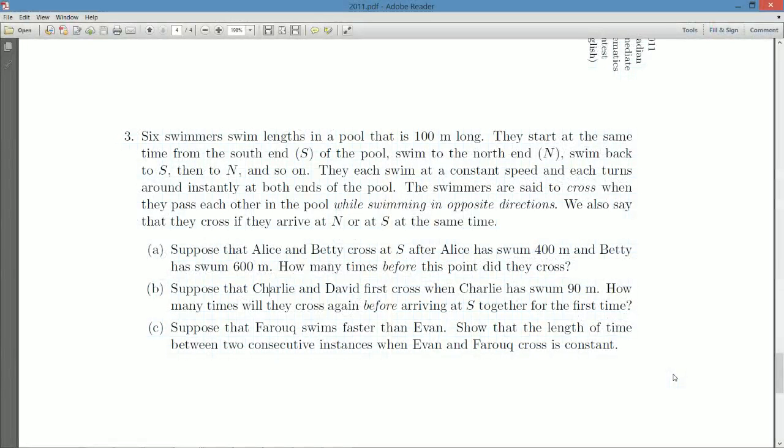It didn't really matter that Farouk swam faster than Evan. They only include that so that the swimmers are not moving at the same speed, in which case they only cross every 100 meters. Okay. So that finishes off part C. And yeah, that's it. It's a nice little paper, 2011 paper.